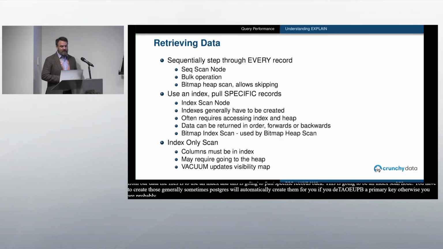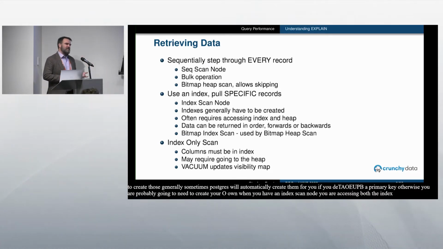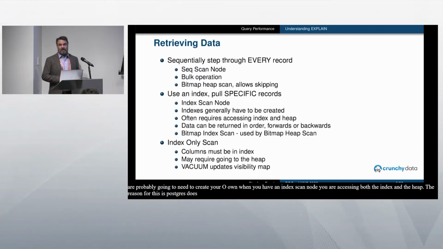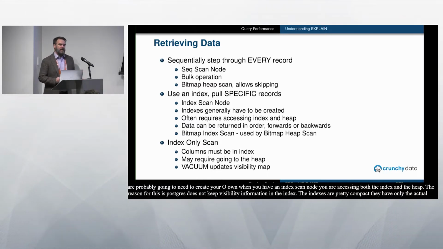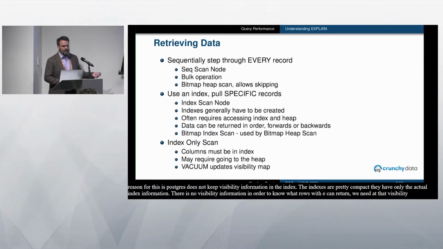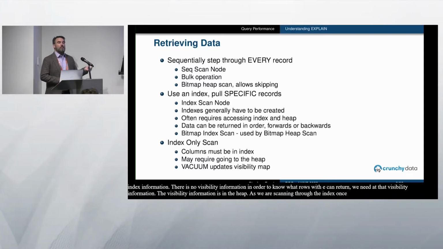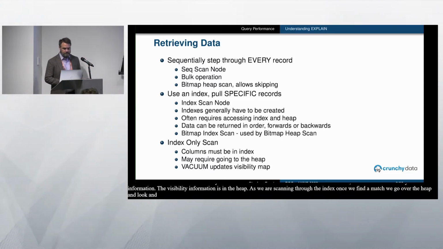Typically speaking, when you have an index scan node, you're going to actually be accessing both the index and the heap. The reason for this is that Postgres does not keep visibility information in the index, right? So the indexes are pretty compact. They have only the actual index information in them. There's no visibility information. But in order to know what rows we can return, we need that visibility information. The visibility information is in the heap. So as we're scanning through the index, once we find a match in the index, we're going to go over to the heap and look and see whether we can return that particular row or not.